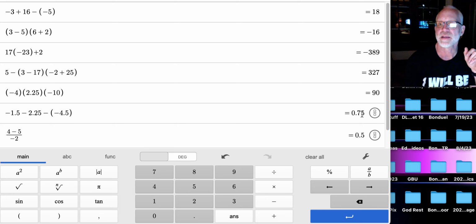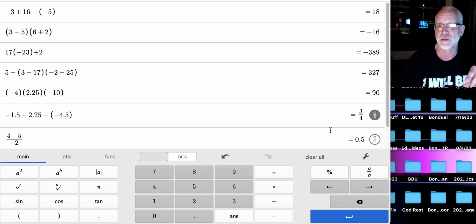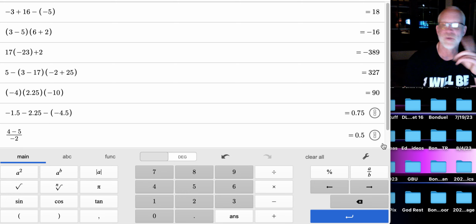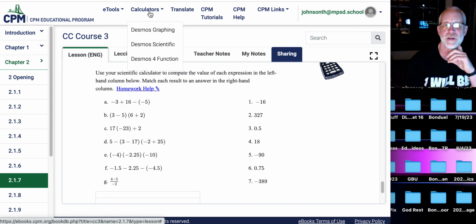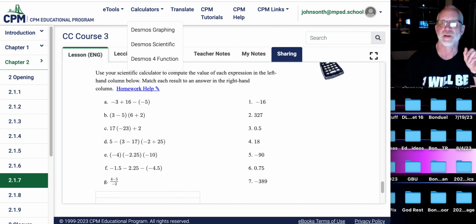Okay, and the really cool thing, check this out. See this? This is convert to fraction. So you have the decimal here, you can convert it to 3/4, or you can convert it back to a decimal. Or if you have a decimal here, 5/10, you can convert that to 1/2. Isn't that cool? I love this. So if you look up here, next to your eTools are calculators, Desmos Scientific Calculator.